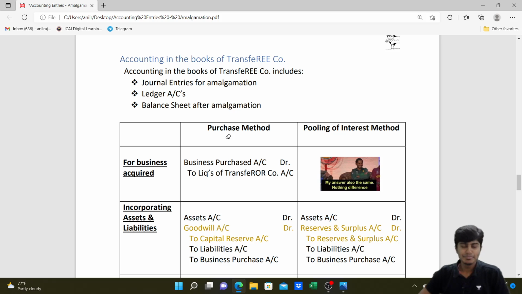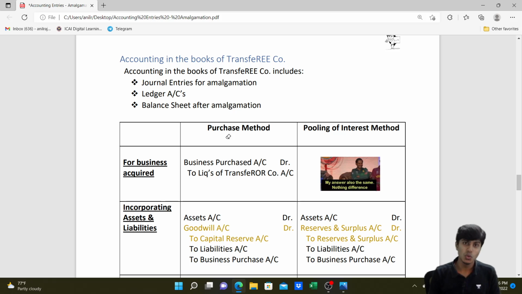Now, welcome back to CA Inter Advanced Accounting Amalgamation discussion. The previous parts were done till accounting entries in the books of transferor, and in this video now we'll discuss accounting entries in the books of transferee. Transferee is the big company which has acquired the business of the transferor. So transferee needs to incorporate those assets and liabilities of transferor which it has taken over.